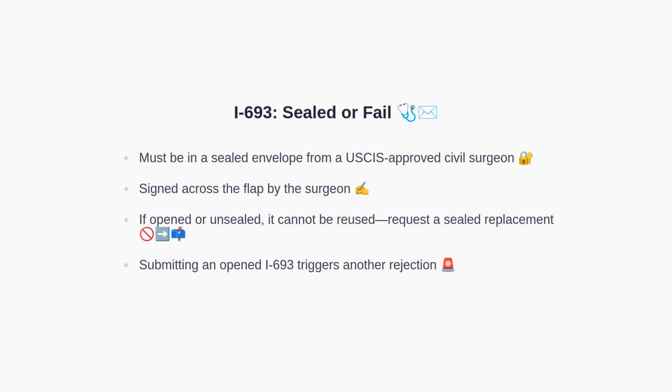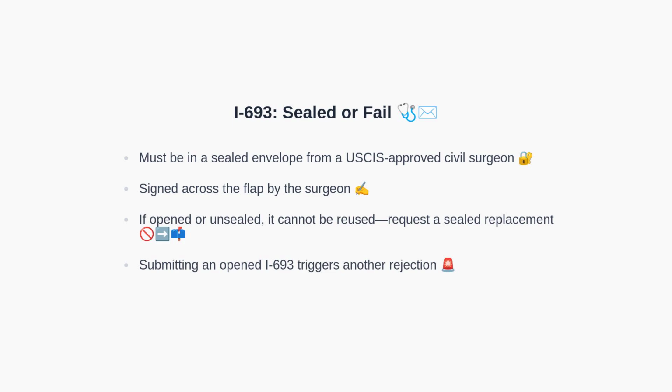The I-693 medical examination has strict chain of custody requirements. It must be provided in a sealed envelope by an approved civil surgeon, with the surgeon's signature across the flap. If the envelope has been opened or becomes unsealed, it is invalid and cannot be reused. Submitting an opened or unsealed I-693 will almost certainly lead to another rejection. If this occurs, immediately request a replacement sealed copy from the civil surgeon, or schedule a new examination if necessary.